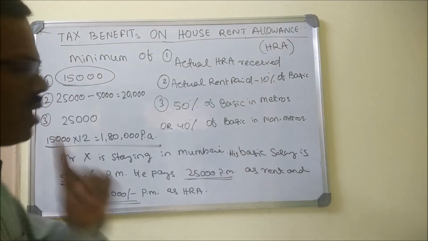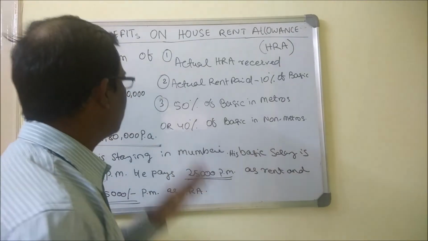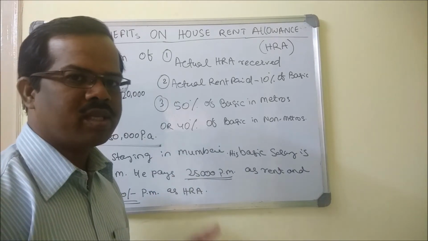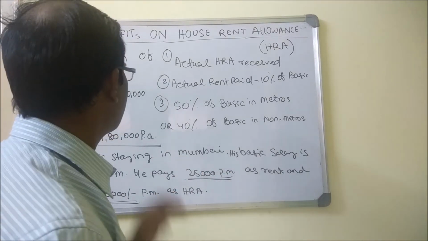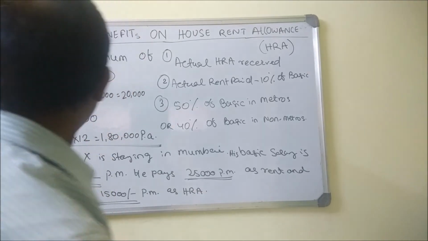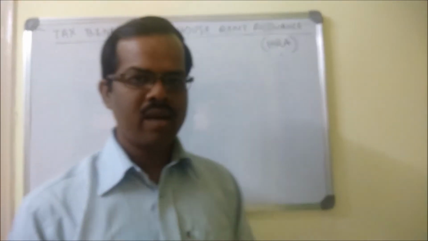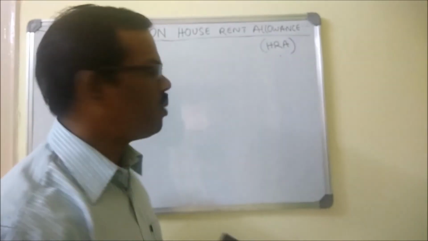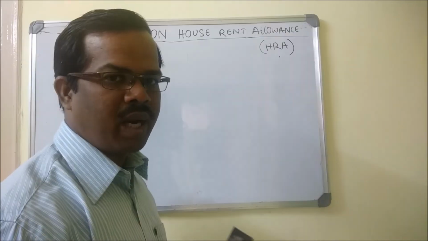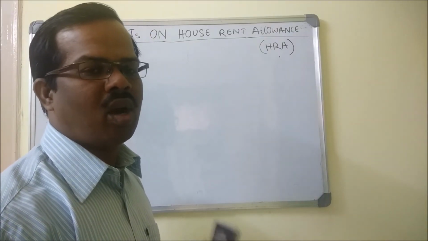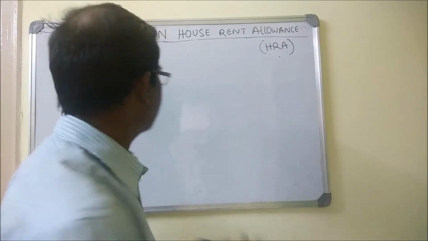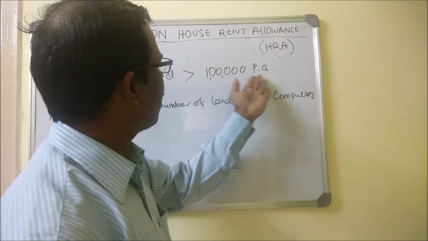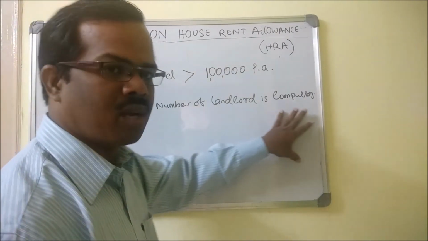Now, one condition: to get an HRA exemption, you have to submit the rent, because the basic premise is that you are staying in a rental house. So you have to furnish the rent receipt. Now, if you are furnishing a rent receipt and if your rent is beyond 1 lakh per annum, then the mandatory condition is that the PAN number of the landlord needs to be furnished in the rent receipt. So if you are paying rent of more than 1 lakh per annum, the PAN number of the landlord is compulsory.